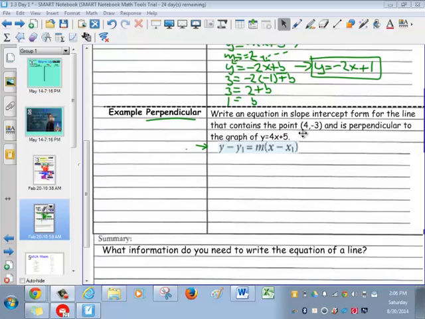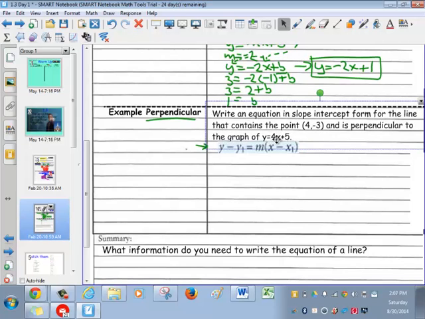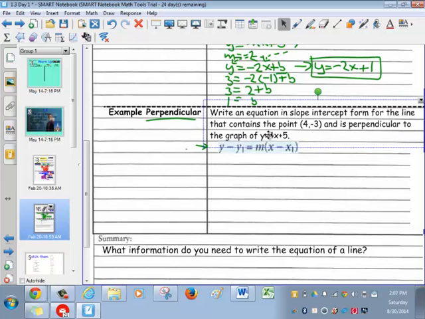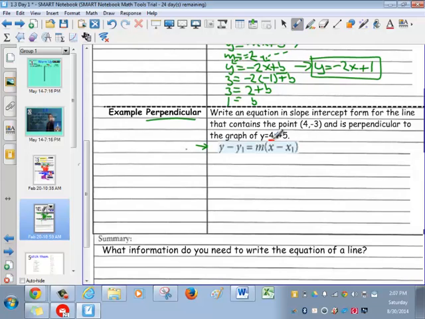Okay, now let's find a perpendicular line that goes through this point and is perpendicular to this equation right here. So we know it's perpendicular, goes to this point. Now this is a little bit trickier, but still, the first step is to find the slope of the perpendicular line. Well, we know the slope of this line right here is 4. And we know the slope of a perpendicular line is the negative reciprocal of this 4.